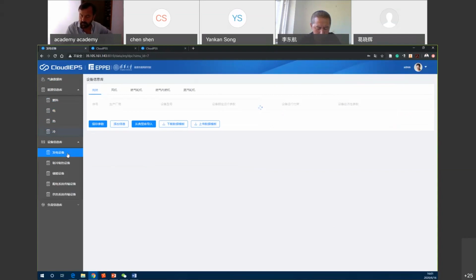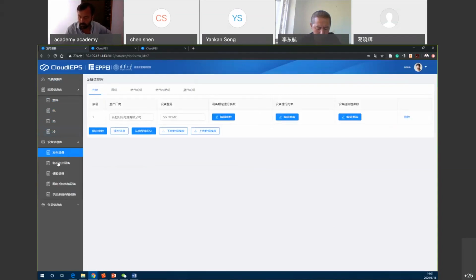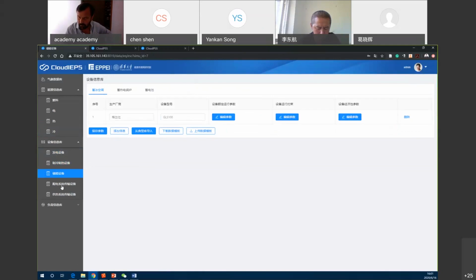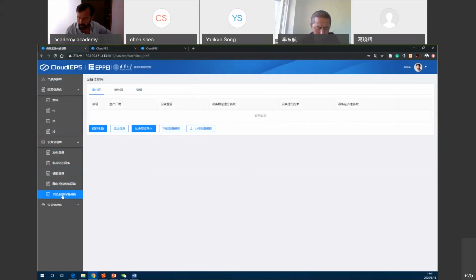In the device data, we incorporated many devices such as the electricity generator and heat generator, cold generator, storage, and transmission lines, transformers, and capacitors. And for the heat system, we have the pipe, pump, and the heat exchanger. And the last is the load data. And we can import load curves and load models here.